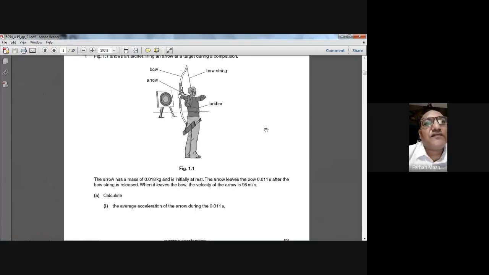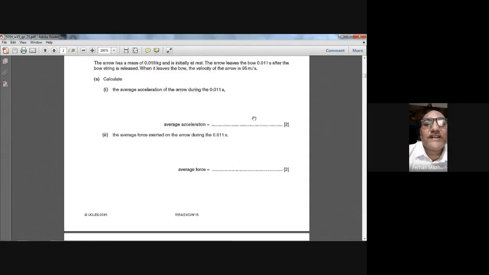The arrow has a mass of 0.018 kg and is initially at rest. The arrow leaves the bow 0.011 second after the bowstring is released. When it leaves the bow, the velocity of the arrow is 95 meters per second. Calculate the average acceleration of the arrow during the 0.011 second. So here the question is, what is the acceleration of the arrow?